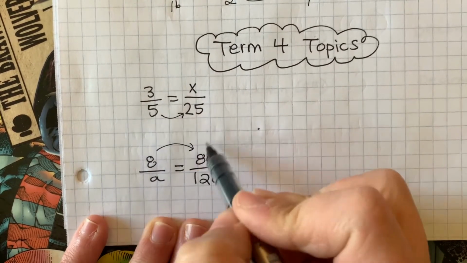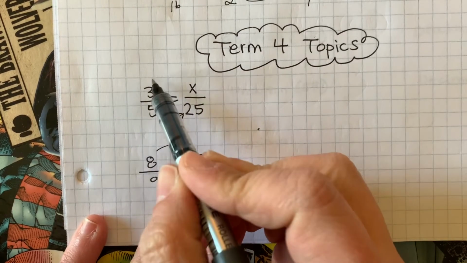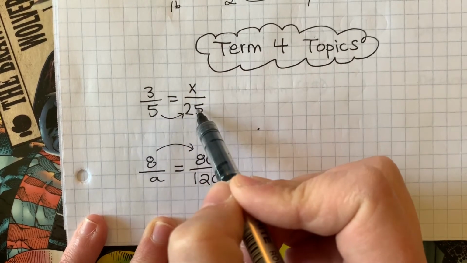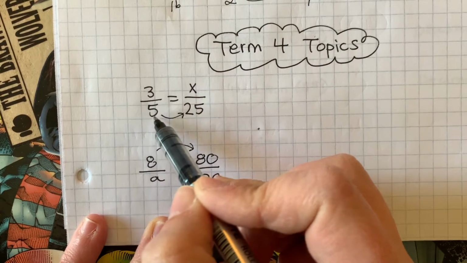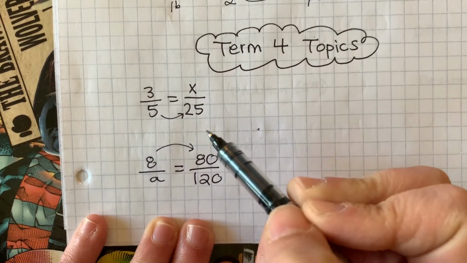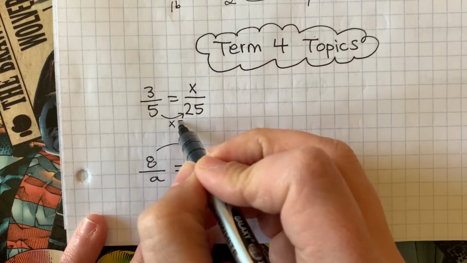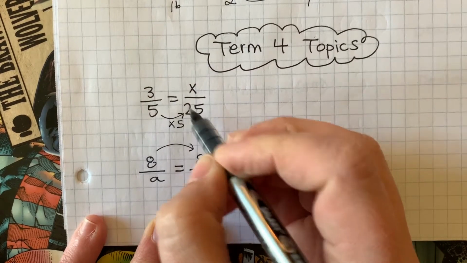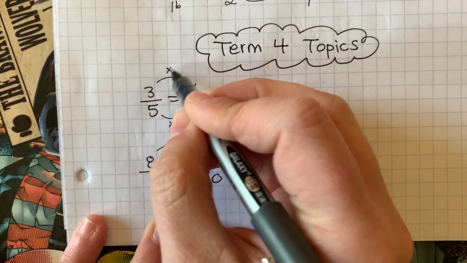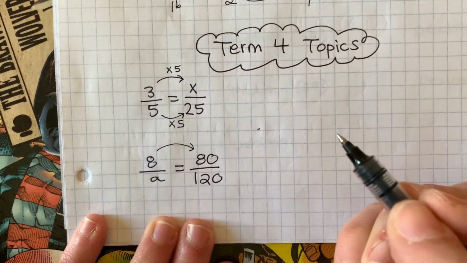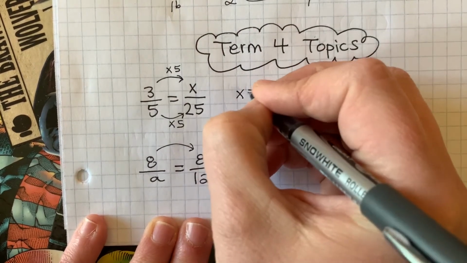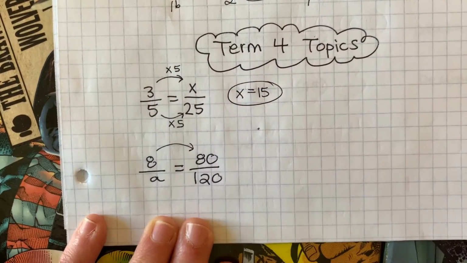Or your ratios. So I can see here there's a relationship between these two ratios, 3 to 5 and x to 25. I notice that this ratio is 5 times bigger, which tells me that this value here is going to be 5 times bigger than 3. And 3 times 5 is 15.